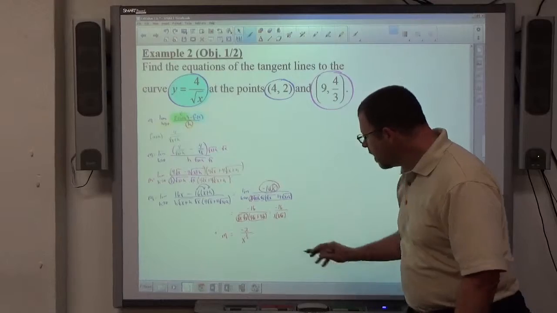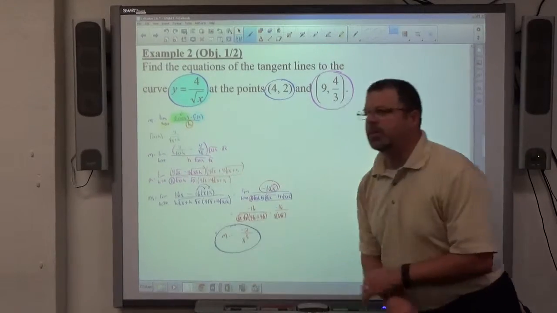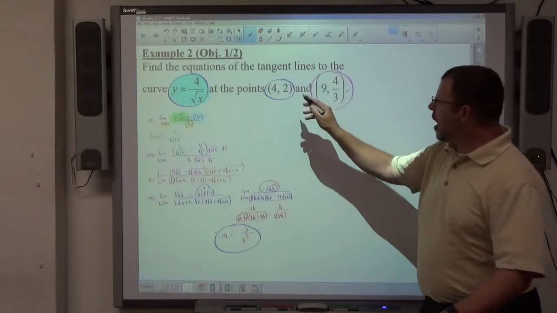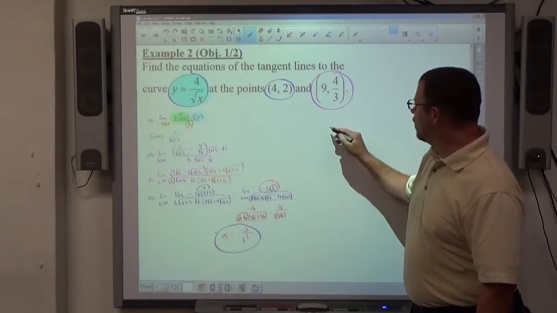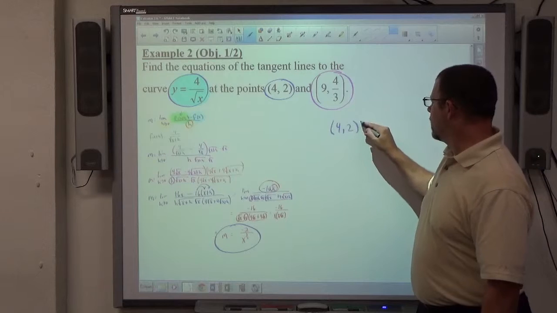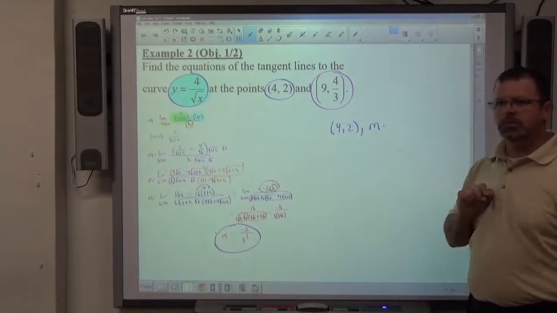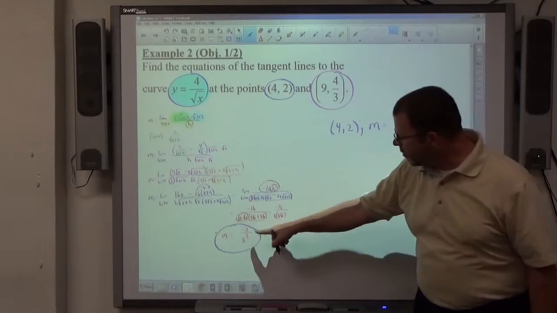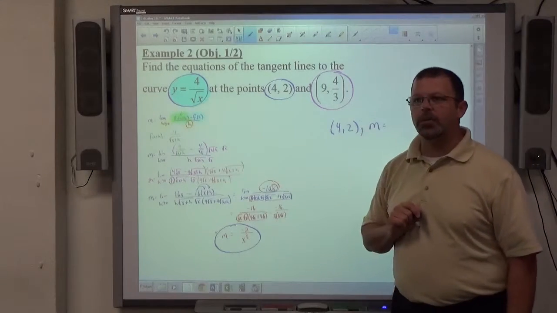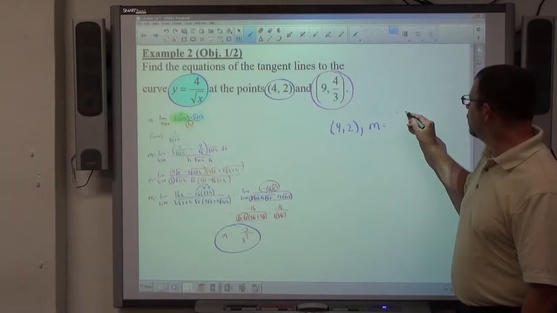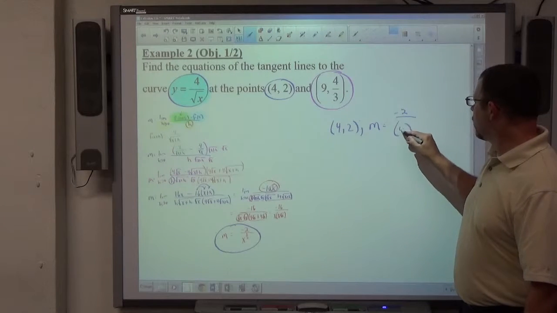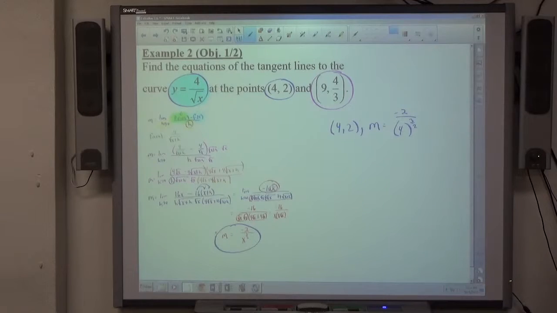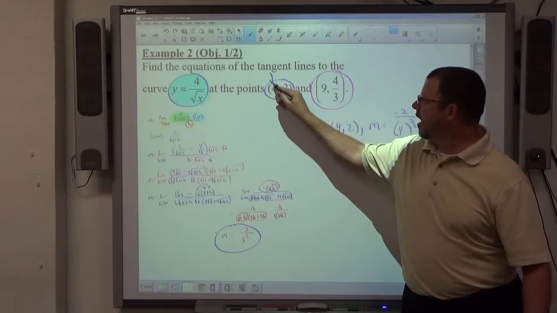All right. All that work was to get this. There's my slope formula. Now, I've got 2 problems here. Problem 1, my point of tangency is 4, 2. I need to know what the slope is. I want to find the equation of the tangent line. So, the slope formula tells me slope equals negative 2 over x to the 3/2 power. So the slope equals negative 2 over 4 to the 3/2 power. Where did I get the 4 from? My point of tangency, x equals 4.